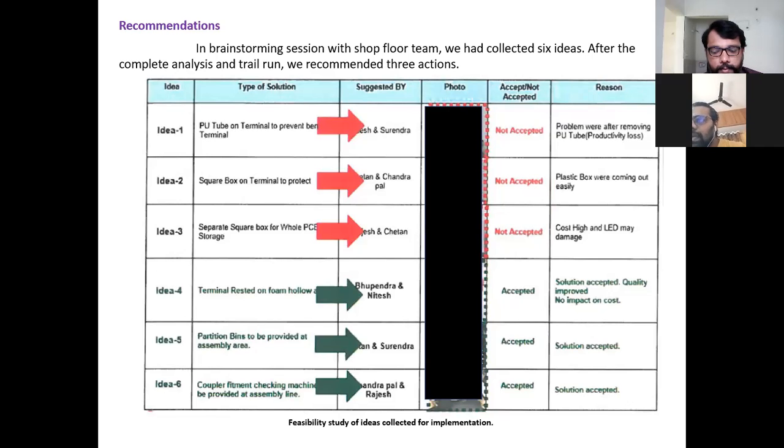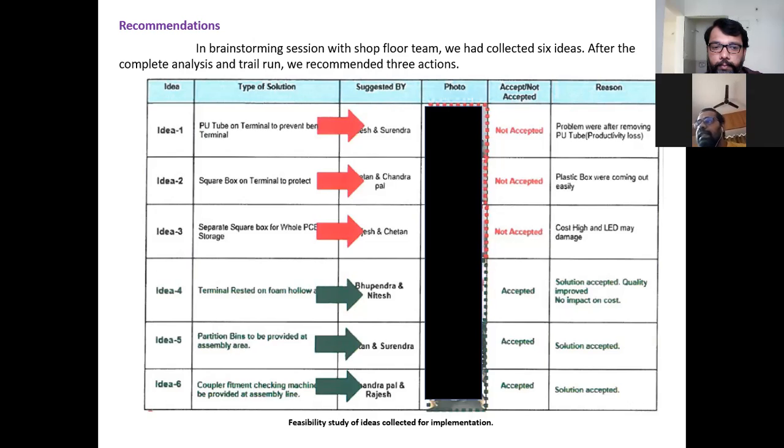The second one is that a partition of the bin is to be provided at the assembly area, where the terminals and these parts should be partitioned. Previously it was dumped in one bin, which was damaging these parts. We can avoid that by giving the partition. And a coupler fitment checking machine is to be implemented here. Earlier this was done by the human, so we can avoid it with the machine. The human error could be avoided here.